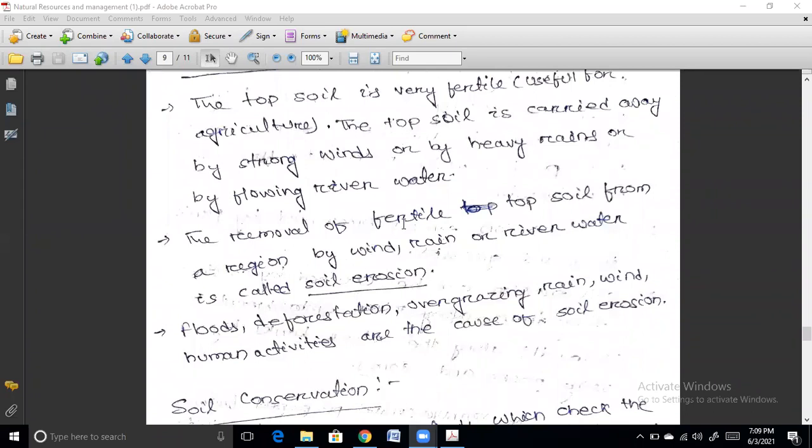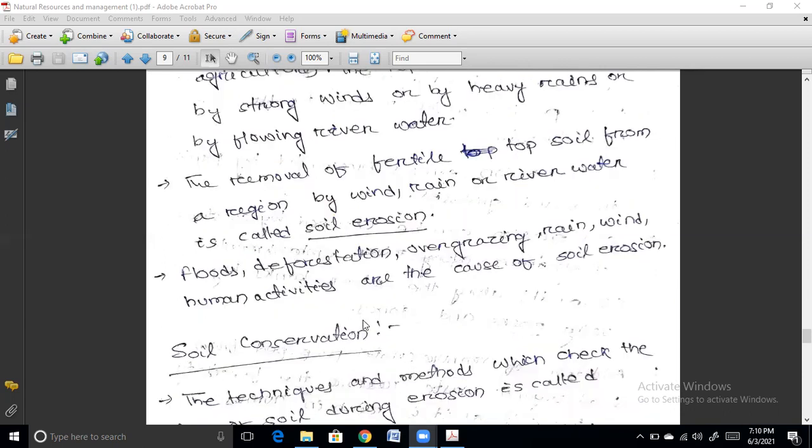The fertile topsoil is removed from a region by wind, rain or river water. Whether by wind, rain or river water, when the topsoil is removed from an area, we call it soil erosion. And floods, deforestation, overgrazing, rain, wind and human activities are the causes of soil erosion.